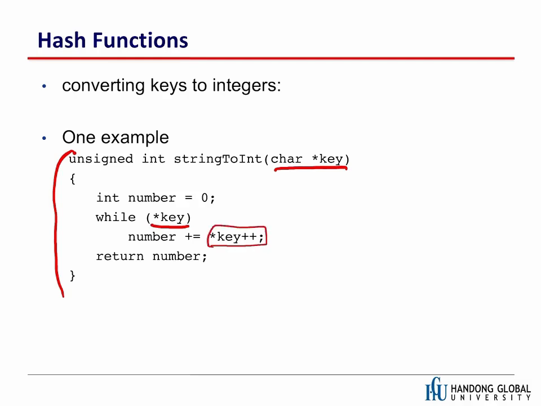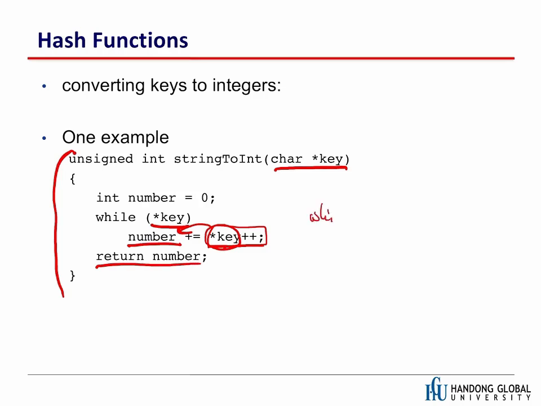Okay, and then the character is actually an integer, right? So we can actually get the number from the character by this, and then we add them. As I said before, this is a really simple example, and then we increase the key. So key is pointing to the next character and the next character, and every character will be added to this number, and then we return this one.